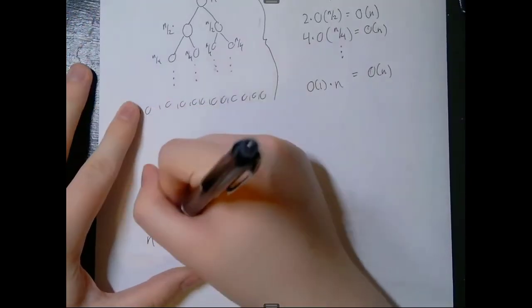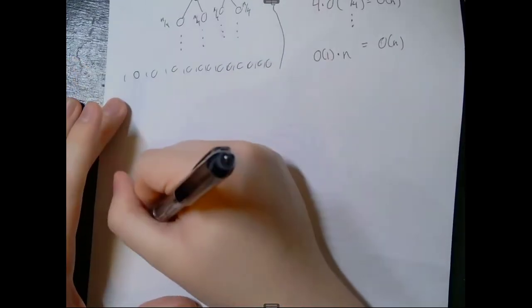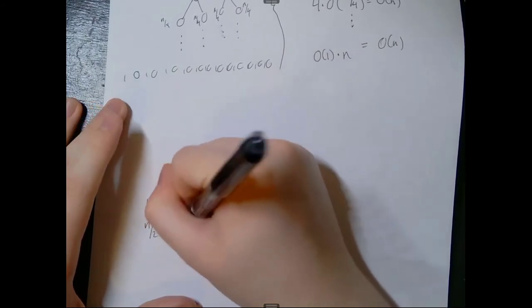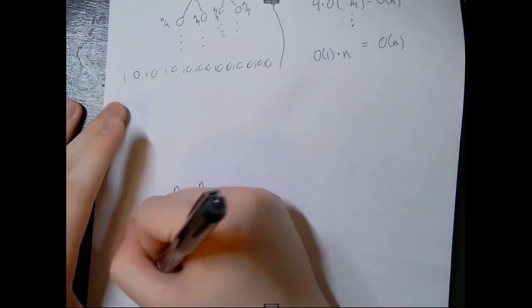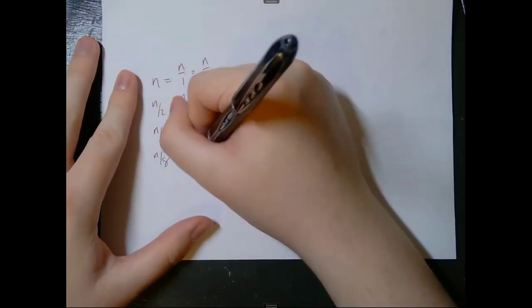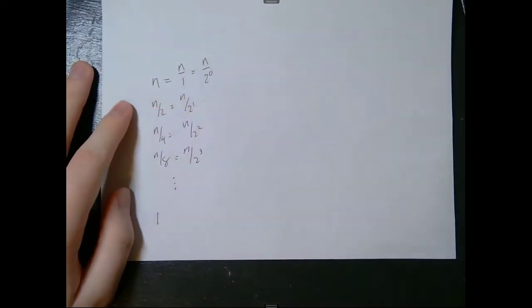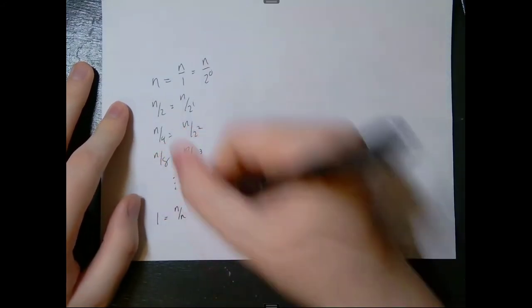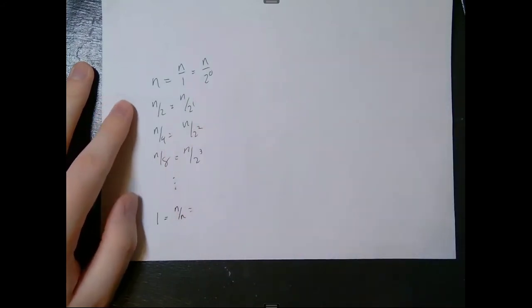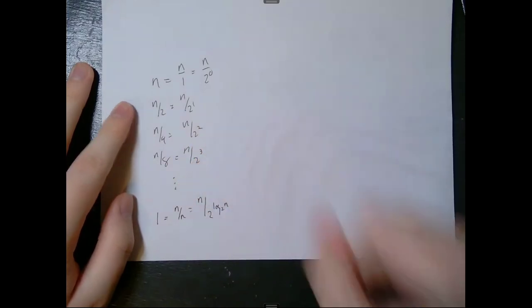N is equal to n over 1, which is equal to n over 2 to the 0. We can write n over 2 as n over 2 to the first. N over 4 is n over 2 squared. N over 8, which would be the next recursion, is n over 2 cubed, and so on. The final element, 1, is equal to n divided by n, and then applying some rules of logarithms and exponents, this is equal to n divided by 2 to the log base 2 of n.